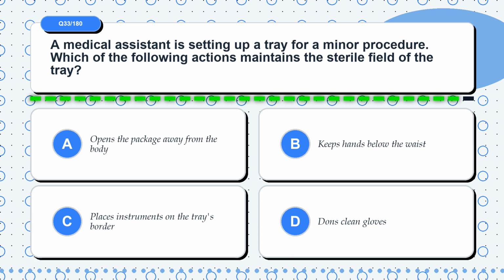Question 33. A medical assistant is setting up a tray for a minor procedure. Which of the following actions maintains the sterile field of the tray? Here are the options. Option A, opens the package away from the body. Option B, keeps hands below the waist. Option C, places instruments on the tray's border. Option D, dons clean gloves.